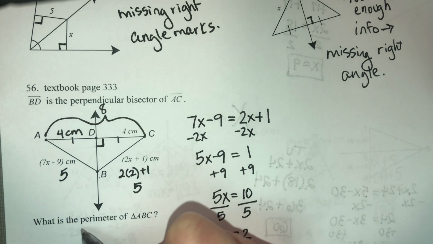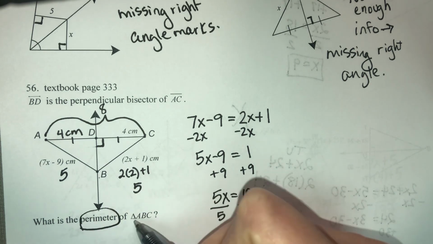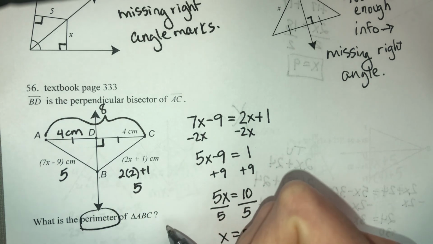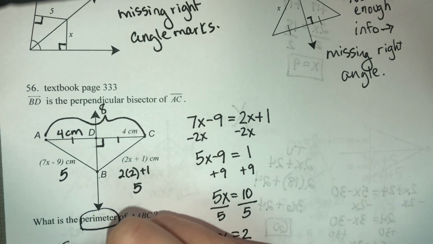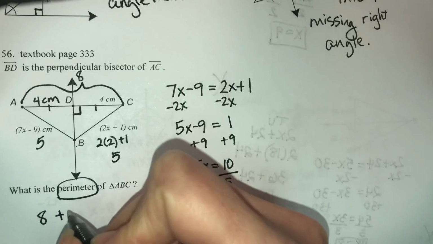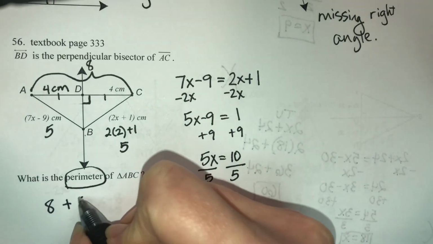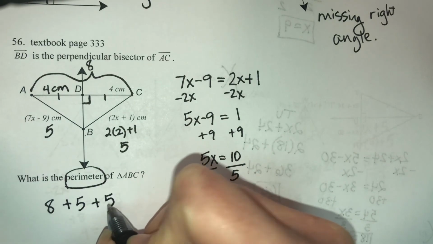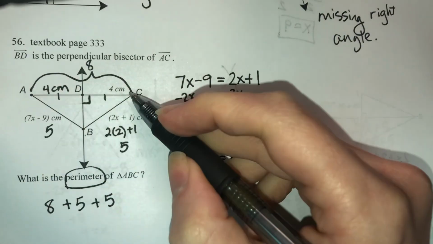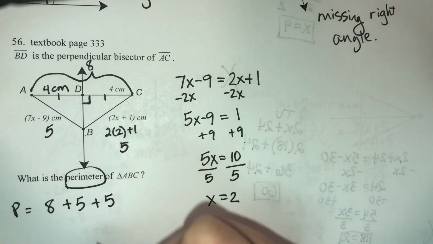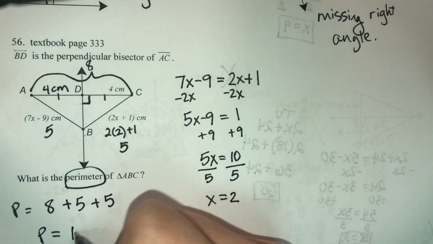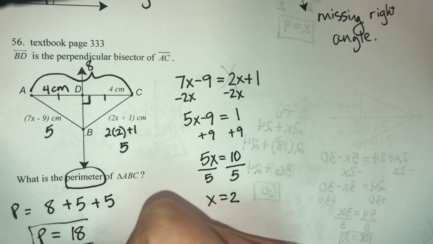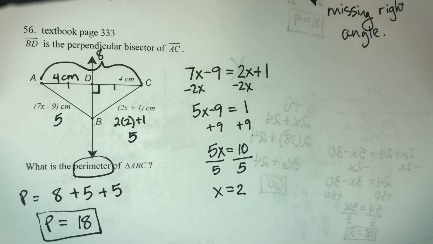Now look back at the question. It asked us to find what the perimeter of triangle ABC is. The way you find the perimeter is by adding up all three sides. So we go 8 plus 5 plus 5. Top side, left side, right side. That gives us the perimeter. So that's 10 plus 8 more is 18. So the perimeter is 18 for that triangle.